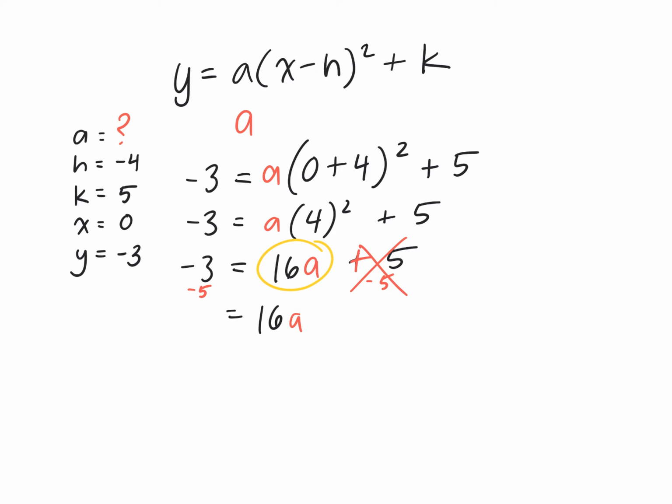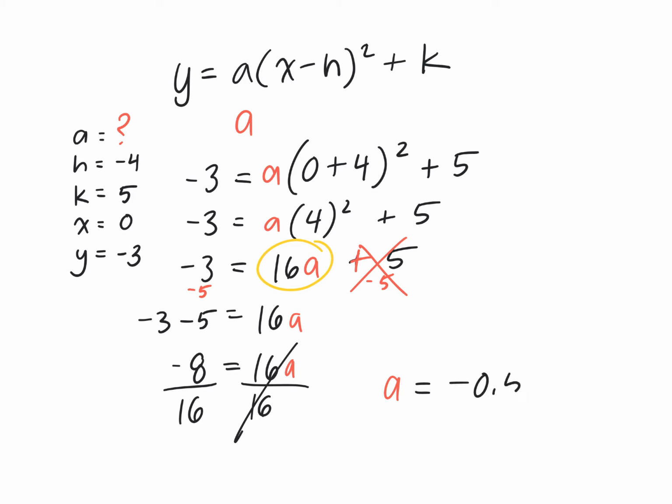I'm left with 16a. What's -3 take away 5? So -8 equals 16a. What do I have to divide by to isolate a? And divide this side by 16. Put in lowest terms. What's -8 over 16? You can write it as a decimal if you want. a = -0.5.